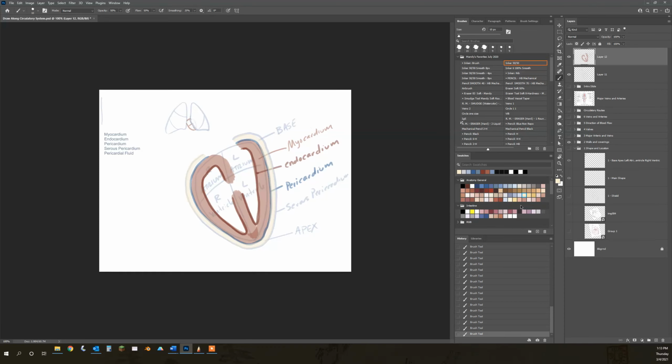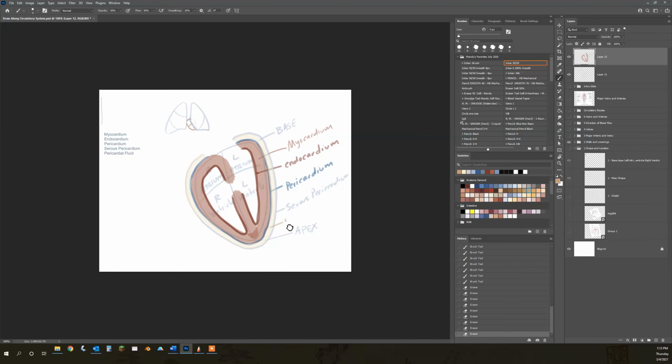And I need a darker color for the label. This is going to be the serous pericardium. Oh, I'm sorry. That is not the serous pericardium. That is the pericardial fluid. Sorry, losing my mind. It looks just like the same word above it.